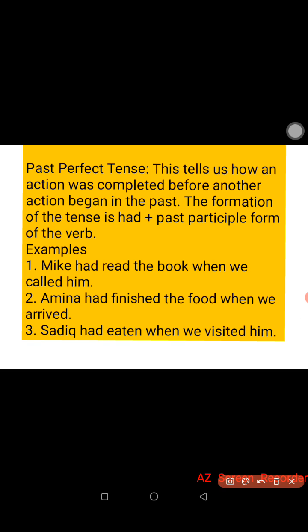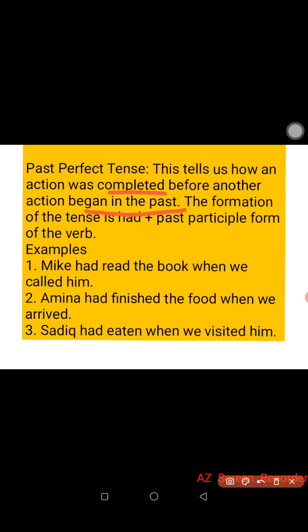That is what we say. It tells us how an action was completed before another action began in the past. I will say the formation of the tense is had plus the past participle form of the verb. Let's look at some examples.